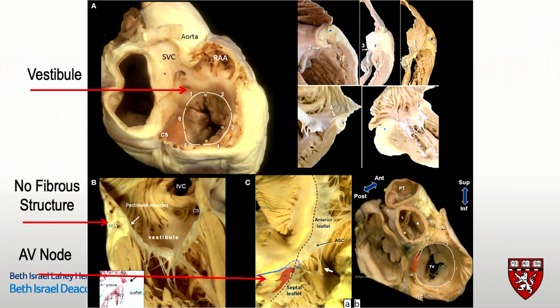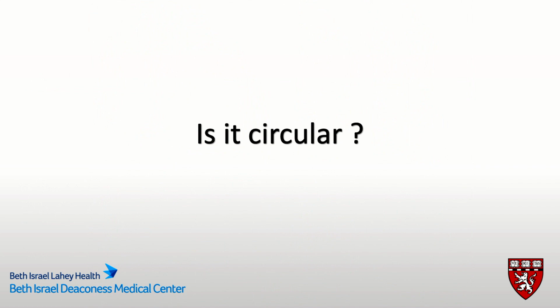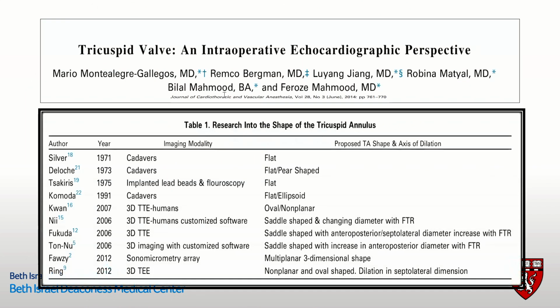At the same time, looking at an en-face view of the tricuspid valve, they have also identified the position where there's no fibrous structure: the AV node, particularly the region where the conduction crosses from the atrium to the ventricular side, for conduction of the electrical impulse from the sinoatrial node to the rest of the ventricle, and the bundle of His crosses through that. And that is particularly deficient in any fibrous structure.